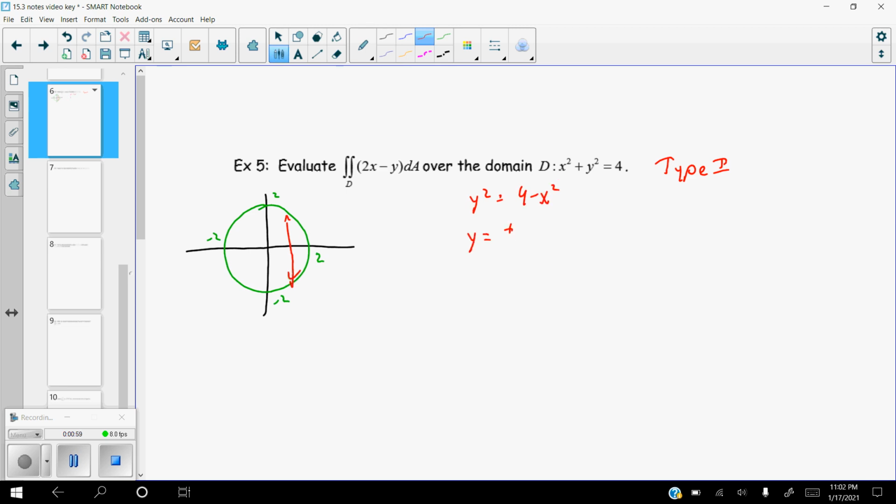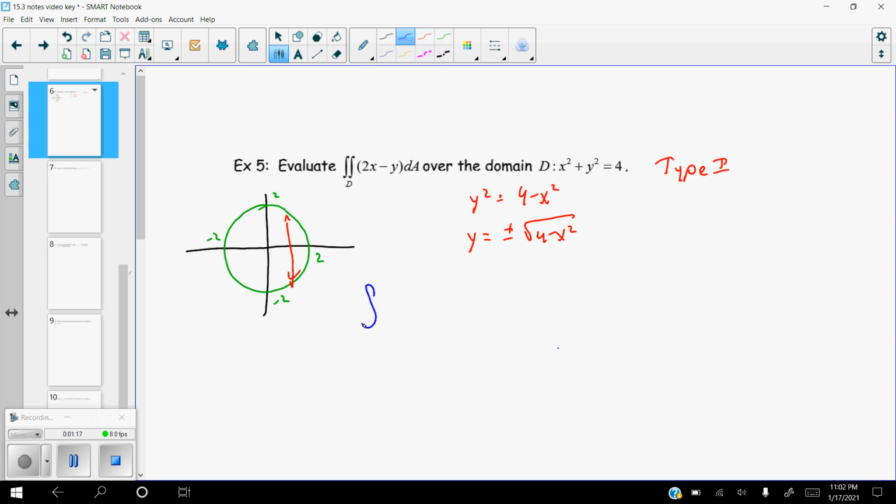Now don't forget, this is very important. The plus or minus here is important because the positive part of that is the top half of the circle, where the negative of that is the bottom half of the circle. And then the x values are going to go from -2 to 2. So we pretty much have our double integral set.